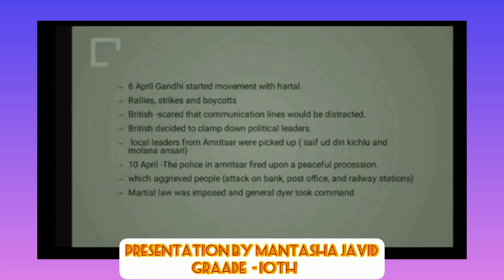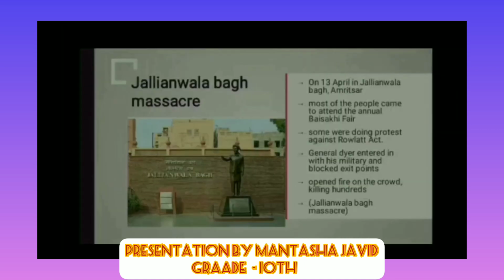On 10 April, the police in Amritsar fired upon a peaceful procession, which aggrieved the people, and in return the people attacked banks, post offices, and railway stations. Then martial law was imposed and General Dyer took command. And then comes the Jallianwala Bagh massacre. On 13 April in Jallianwala Bagh, Amritsar, most of the people came to attend the annual Baisakhi fair, and some were protesting against the Rowlatt Act. General Dyer entered with his military, blocked all the exit points, opened fire on the crowd, and killed hundreds of people there. This incident is called the Jallianwala Bagh massacre.